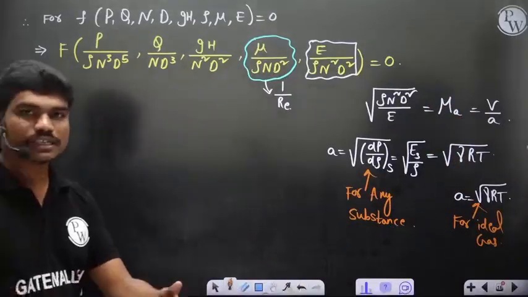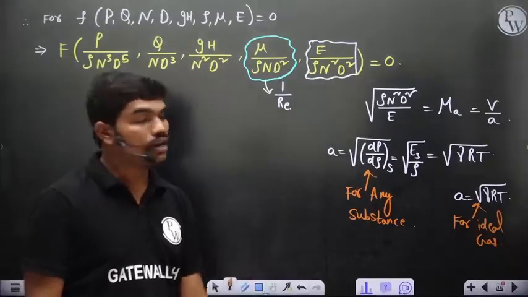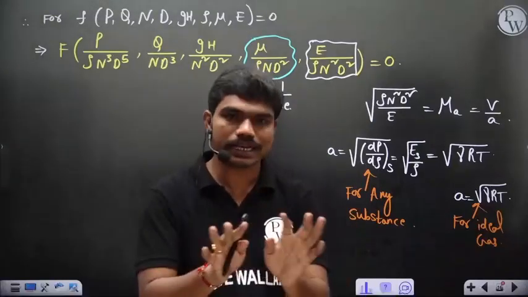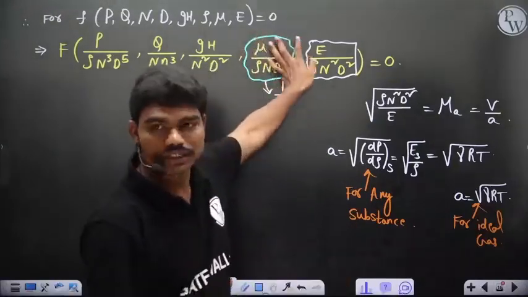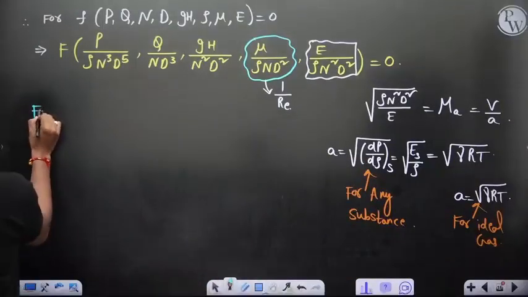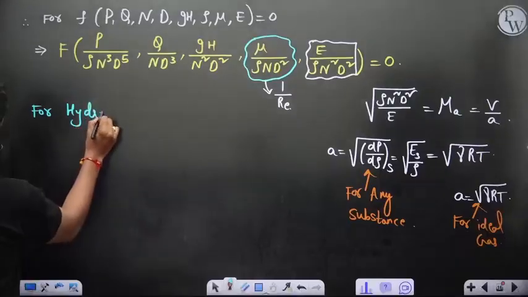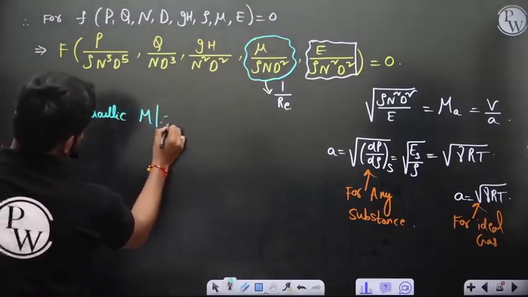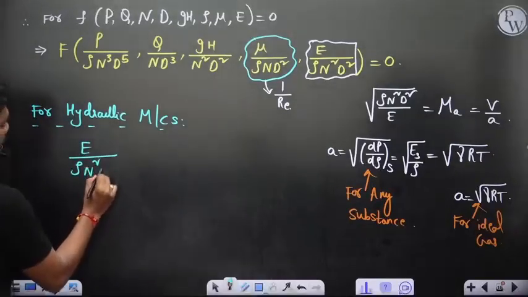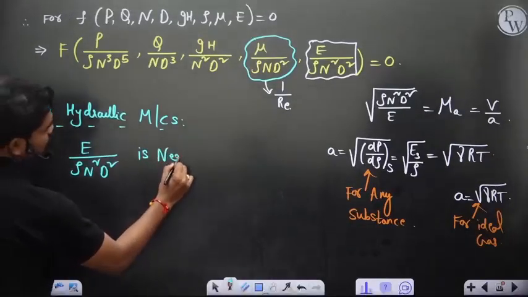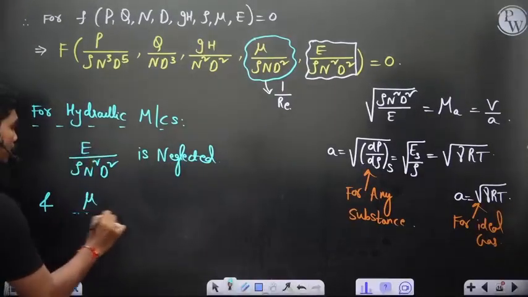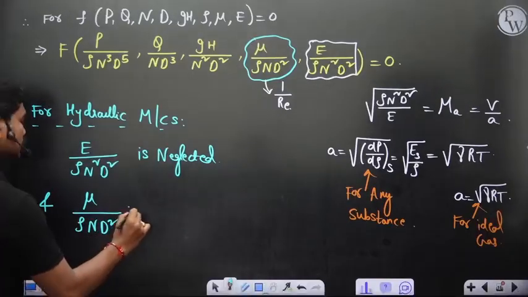Now in case of hydraulic machines like Pelton wheel, Francis, Kaplan turbines and all, we don't take the effect of compressibility generally. Also, for simplicity in GATE and ESE level, they don't consider the viscous effects in general. So therefore for hydraulic machines, E by rho n square d square is neglected because the fluid is water, and also the Reynolds number mu by rho n d square is slightly less significant.